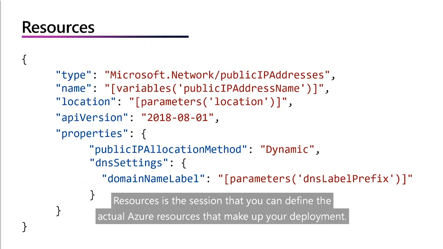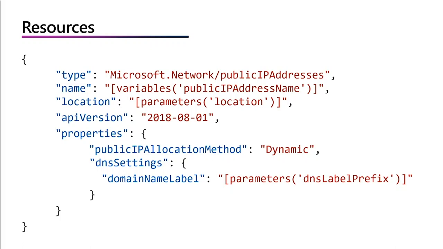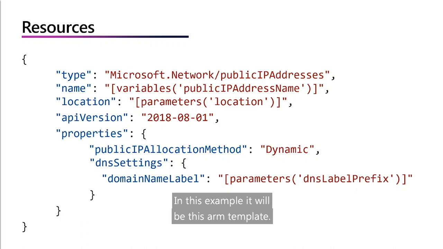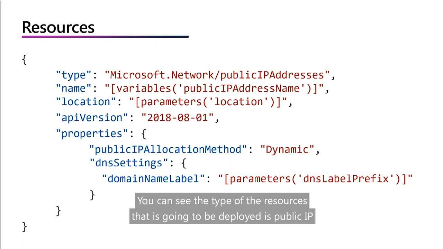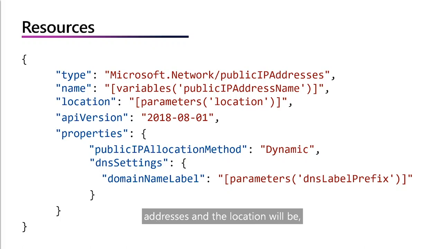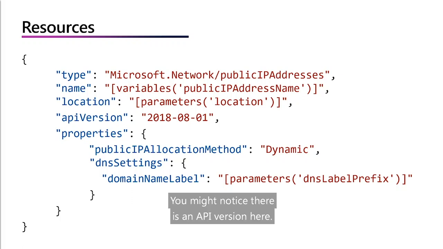Resources is the section where you can define the actual Azure resources that make up your deployment. In this example, this ARM template will be creating a new public IP address. You can see the type of the resource that is going to be deployed is public IP addresses. And the location will be from the parameters in the location. You might notice there is an API version here.